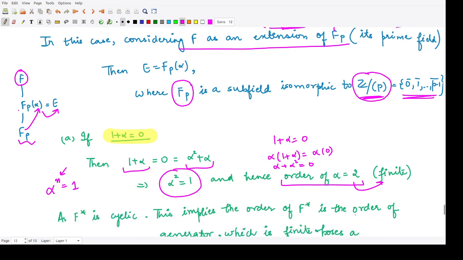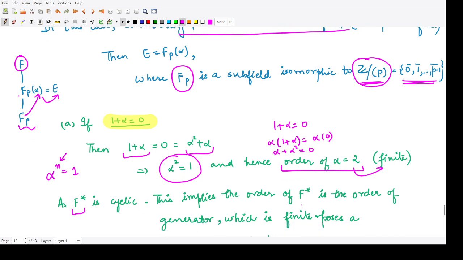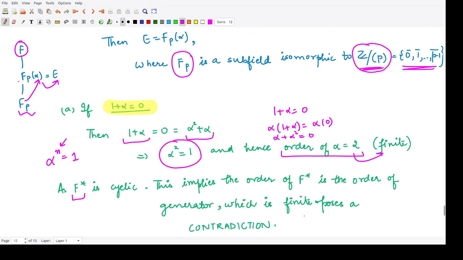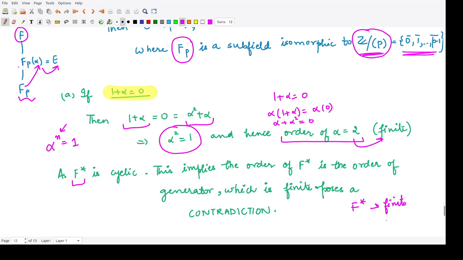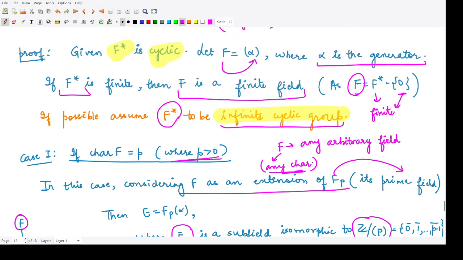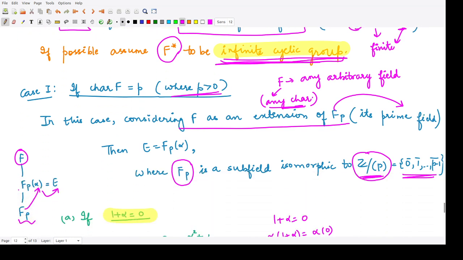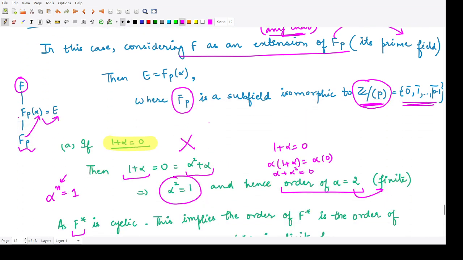So it implies that because F star is cyclic and the order of the generator alpha comes out to be a finite number, therefore it implies that F star is finite. And if F star is finite, it would give you a contradiction, because F would be finite in this case, but we have assumed here that F star is an infinite cyclic group. So this is a contradiction. So that means this particular case is not possible.